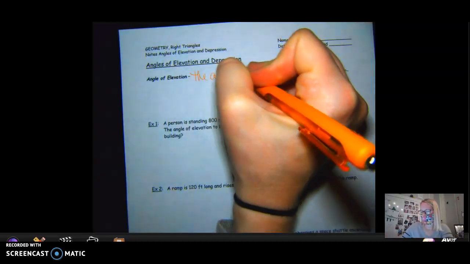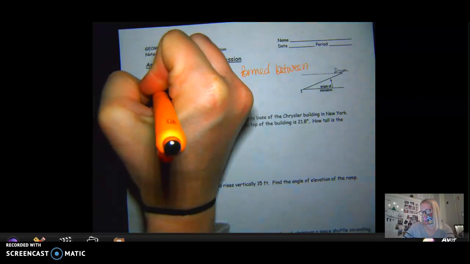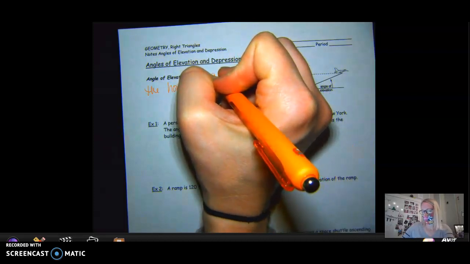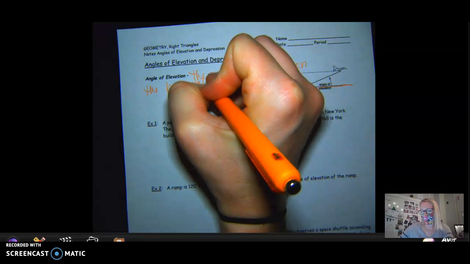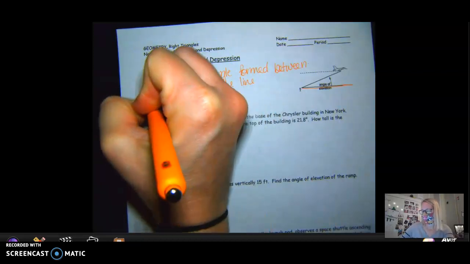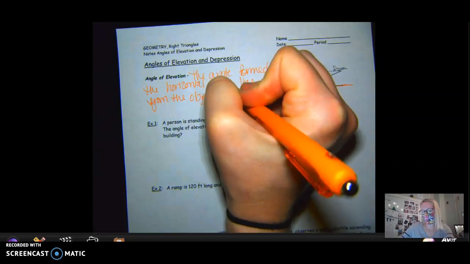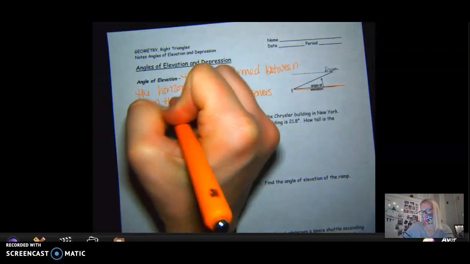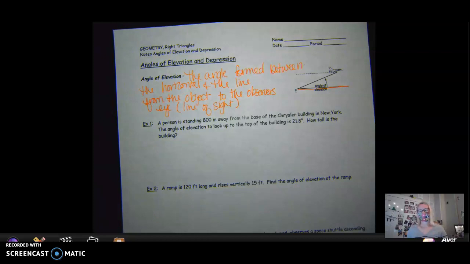The angle formed between the horizontal, so horizontal right here is what they're talking about, okay, and the line from the object to the observer's eye, which we call the line of sight. So that's angle of elevation.